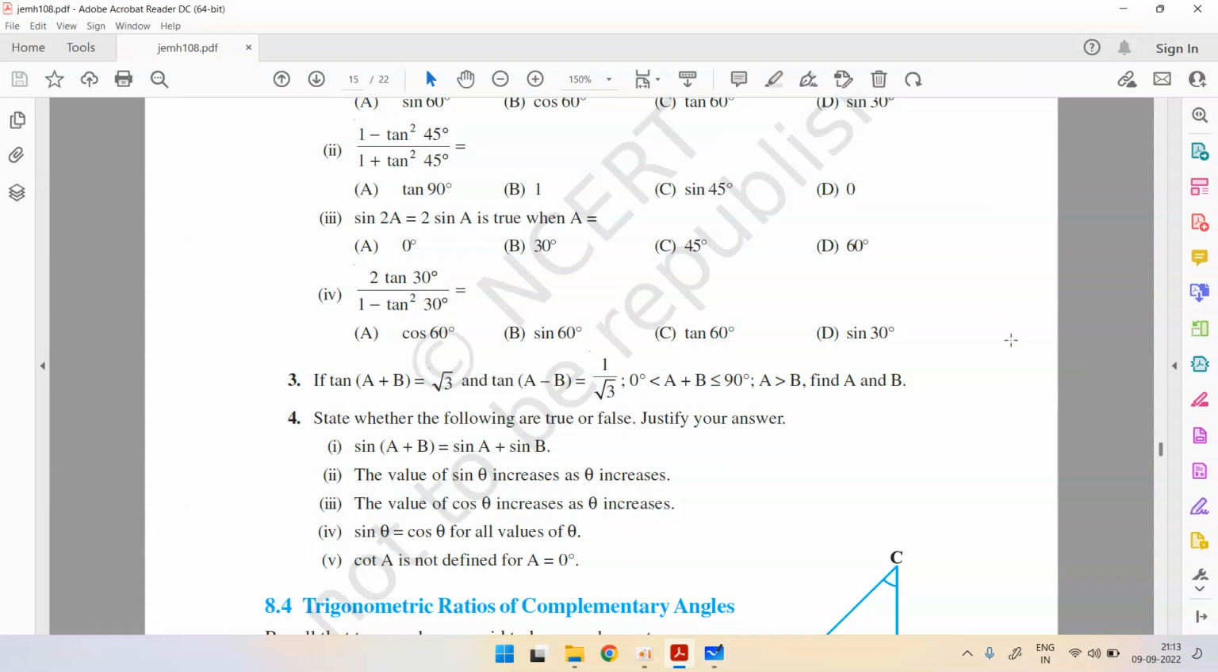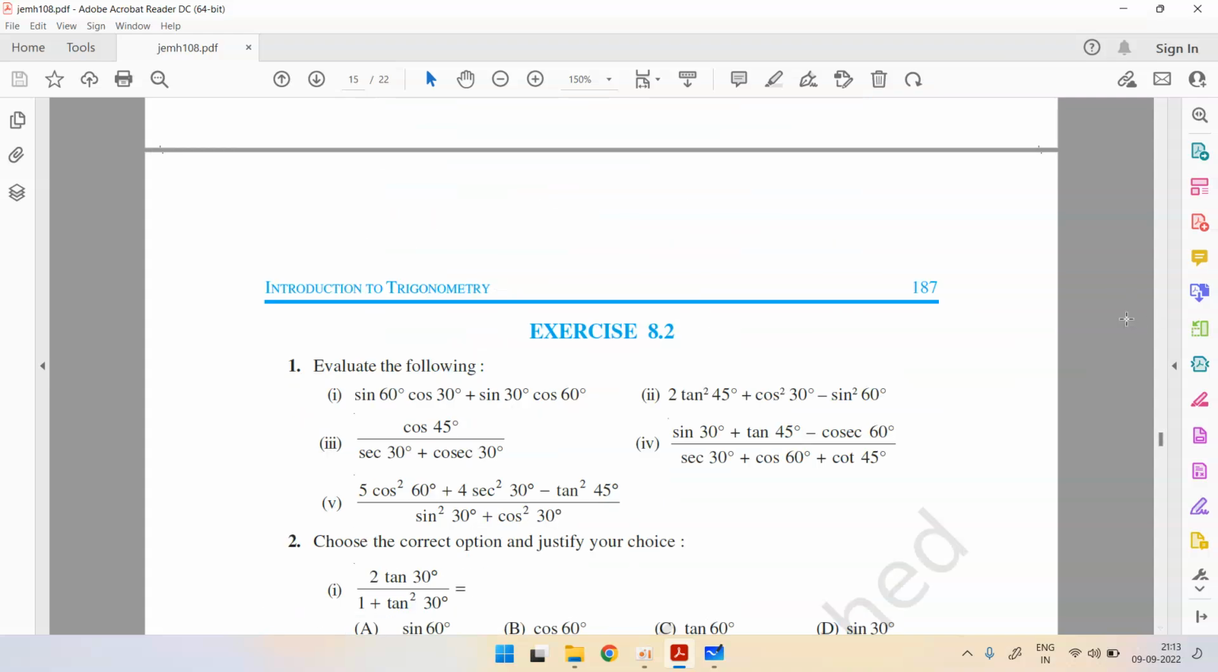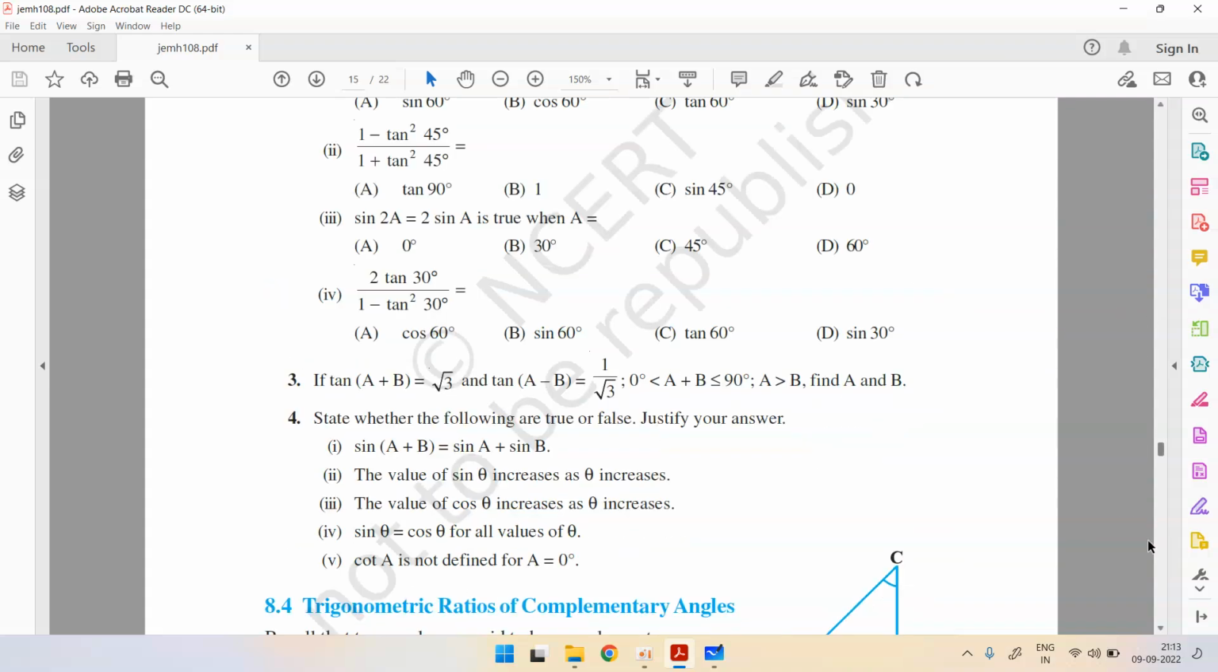So with this, I have completed your exercise 8.2, and the earlier example as well.